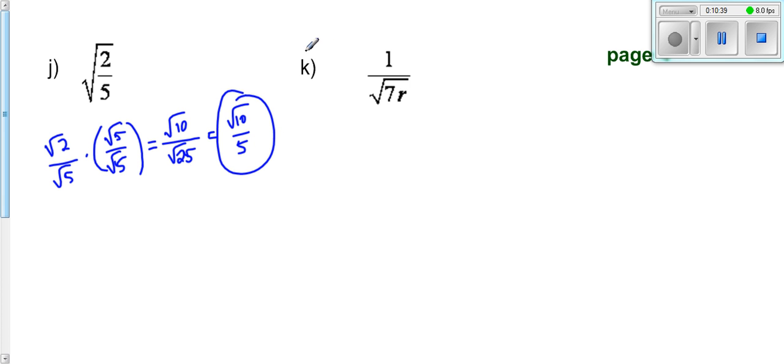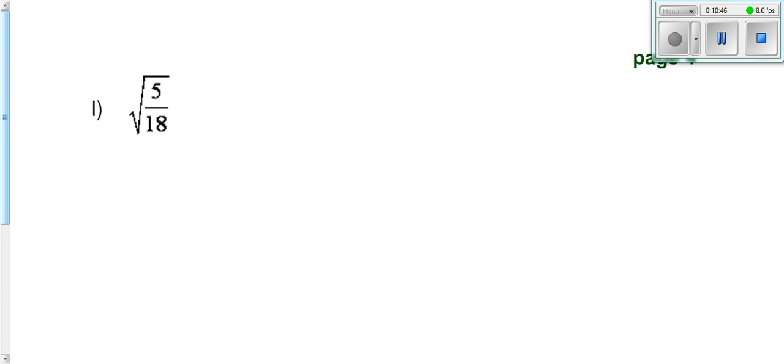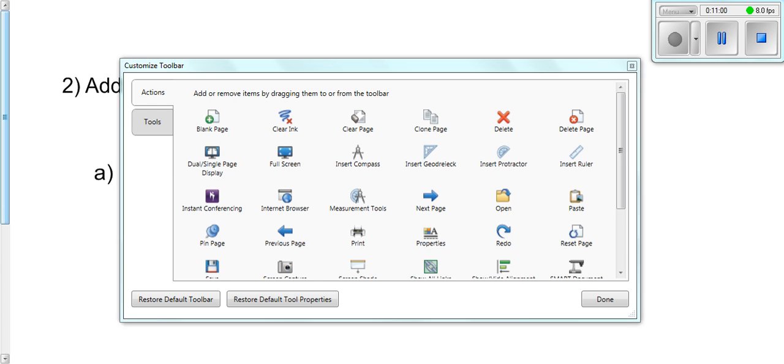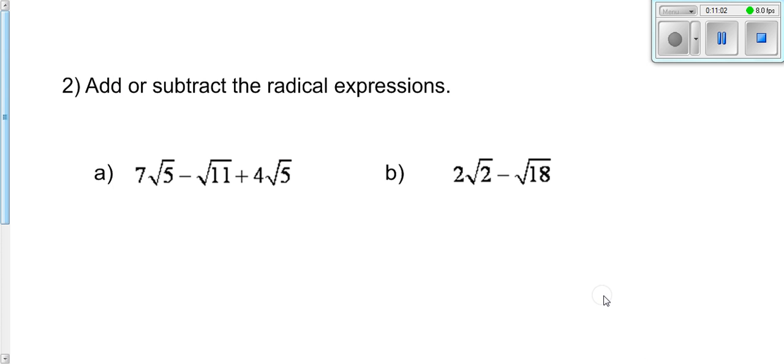I'm going to have you try part K on your own, and we will do part L in class. In fact, we'll do part L a couple different ways. We'll move ahead to this, add or subtract the radical expressions. We'll bring back the idea of like terms. We can only add terms that have the same radical parts, just like we can only add terms that have the same variable parts. So these two terms will go together.